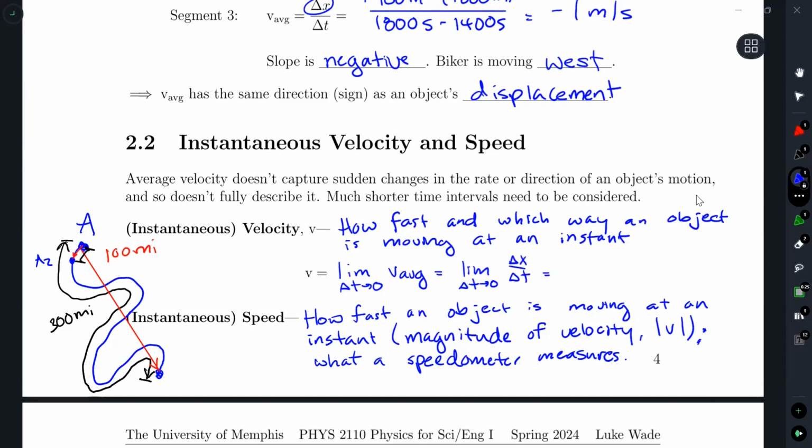So what is that right there? Limit as the bottom thing goes to 0 of a ratio of two things. Derivative. Yeah. So instantaneous velocity is the derivative of position with respect to time. Rate of change of position right this instant.